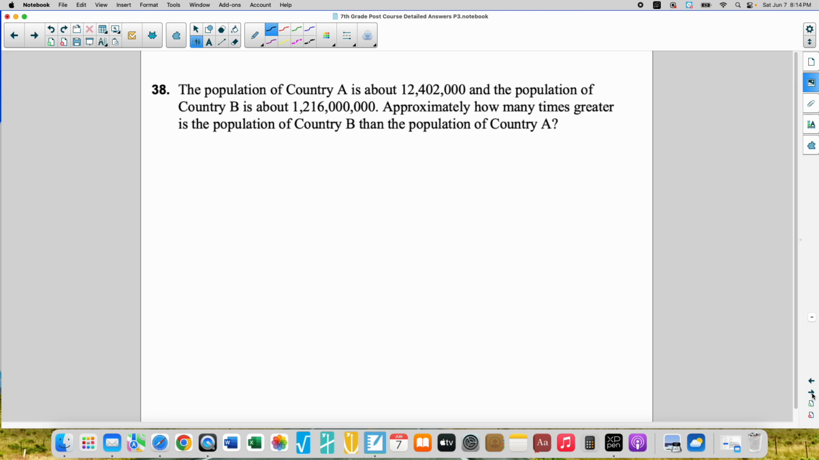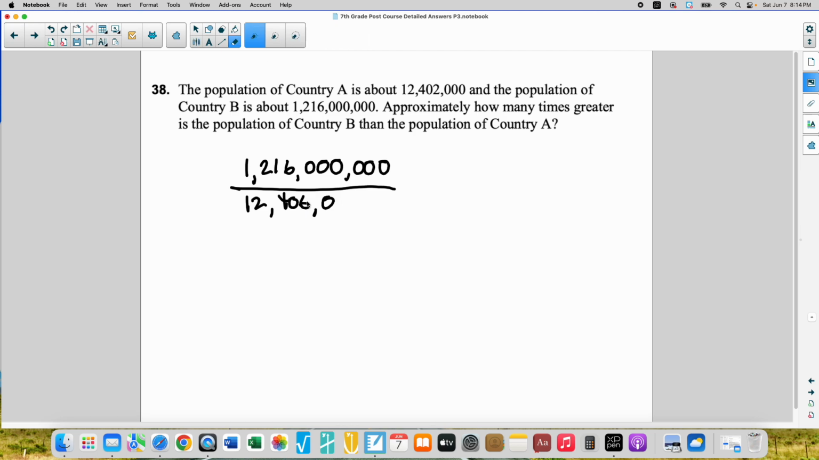The population of country A is about 12,402,000, and the population of country B is about 1,216,000,000. Approximately how many times greater is the population of country B than the population of country A? So how much bigger is it from each of these? Well, what we do is we divide. We divide 1,216,000,000 by 12,402,000.